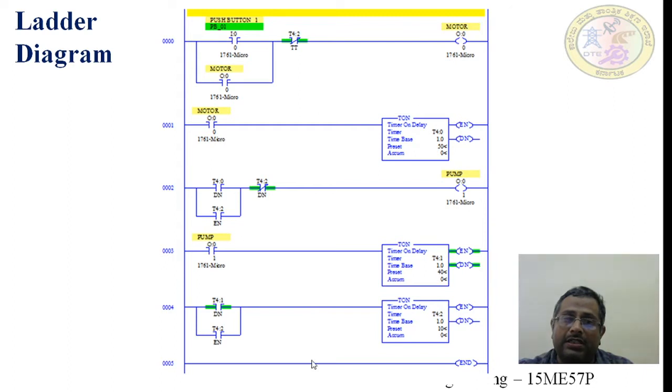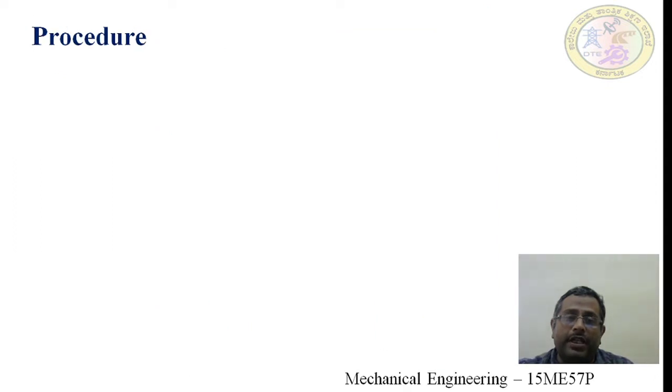Like this the ladder diagram will work. And we are using latching wherever the input is there. This ladder diagram has to be constructed in software and has to be tested in the PLC by connecting it to a motor and pump. Next we will see the procedure to download it into the PLC, type the program there, and how to test it.